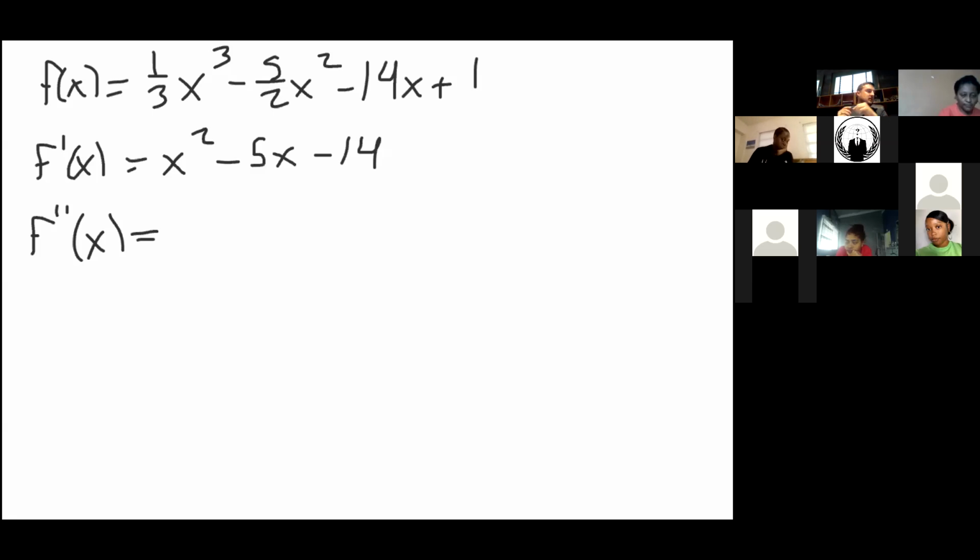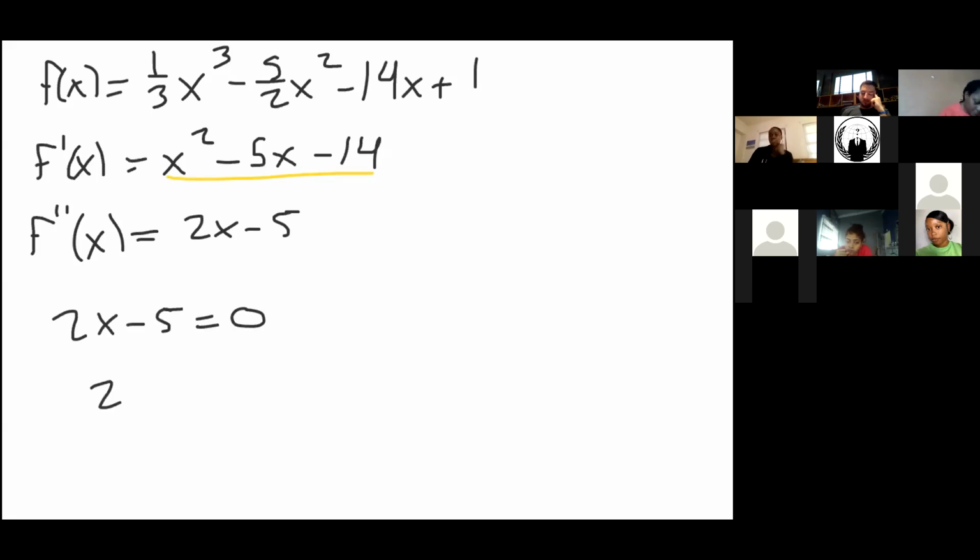So I take the derivative of my first derivative to get the second derivative. The derivative of x squared minus 5x minus 14 gives me 2x minus 5. I set this equal to 0 and solve for x, and I see that my inflection point is at 5/2. So where my function switches from concave up to concave down is at 5/2.